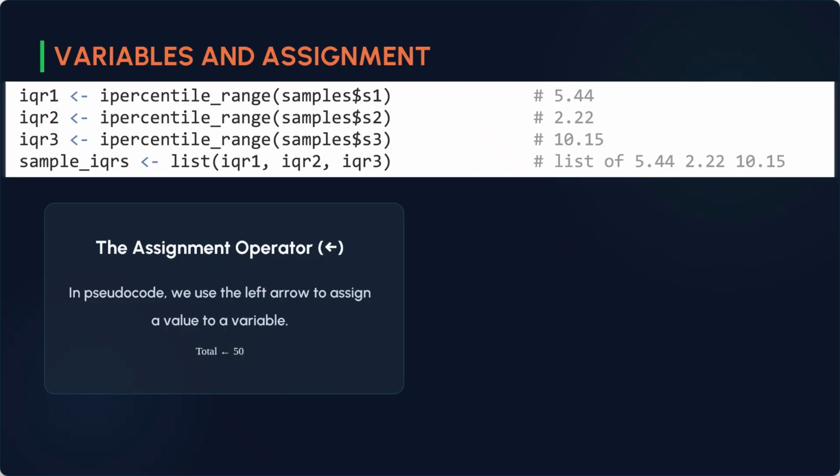For this, we need the assignment operator, and the assignment operator is shown by an arrow directing from the value to the variable. So be very mindful about the direction of this arrow. This should be from the value to the variable.